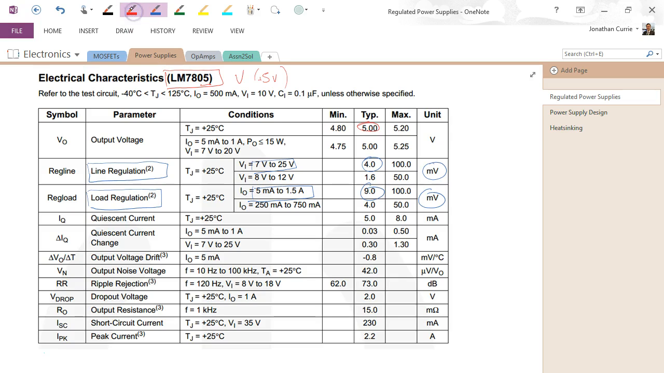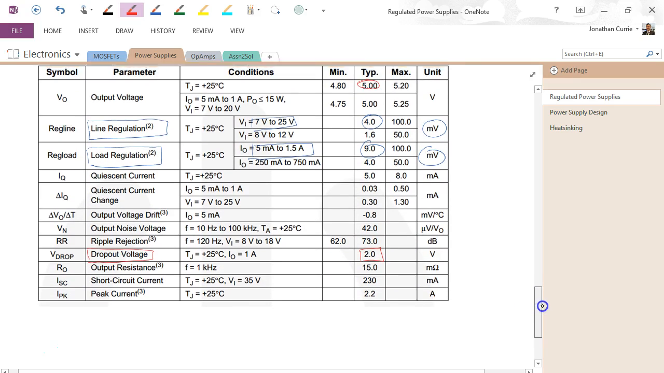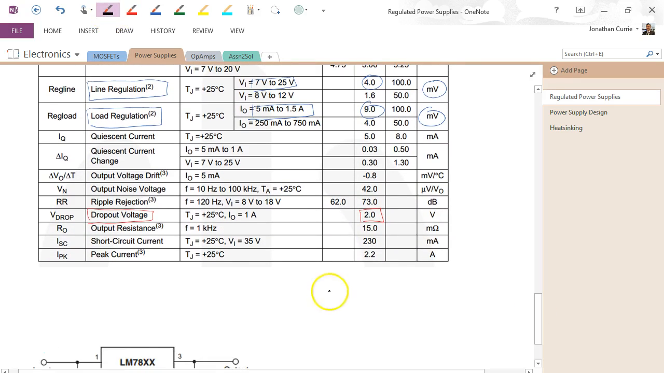The other parameter I want you to take note of is the dropout voltage. Now the dropout voltage here is a fixed voltage drop. It is never less than that across this device. So if you do have a 3-terminal voltage regulator, that goes to ground, we'll have a capacitor, V in and V out. Let's say it's the 7805.